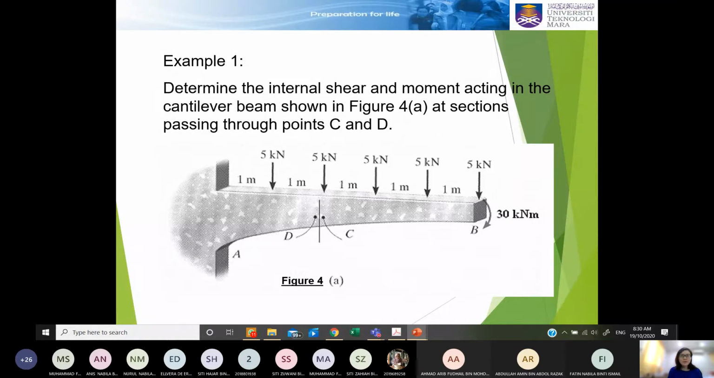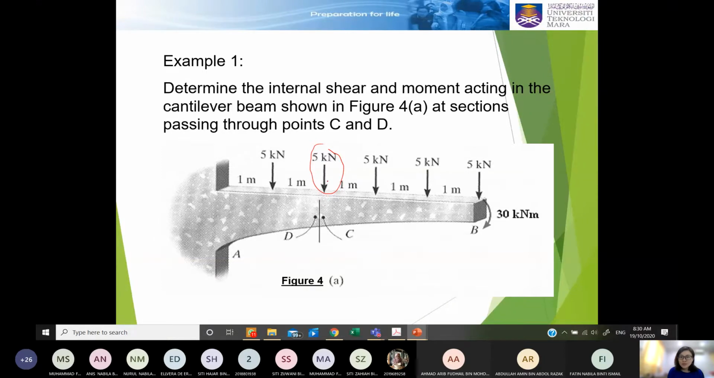Okay, so now we want to determine the internal shear and internal moment, meaning the shear force and bending moment, at point C and at point D. What is the difference between point C and point D? Actually, it is the same point. They enlarge this size just to tell you that C is after this 5 kilonewton and D is before the 5 kilonewton.